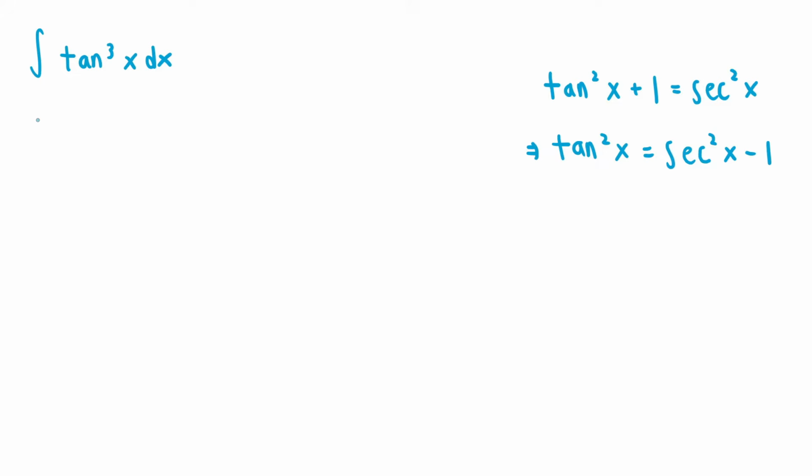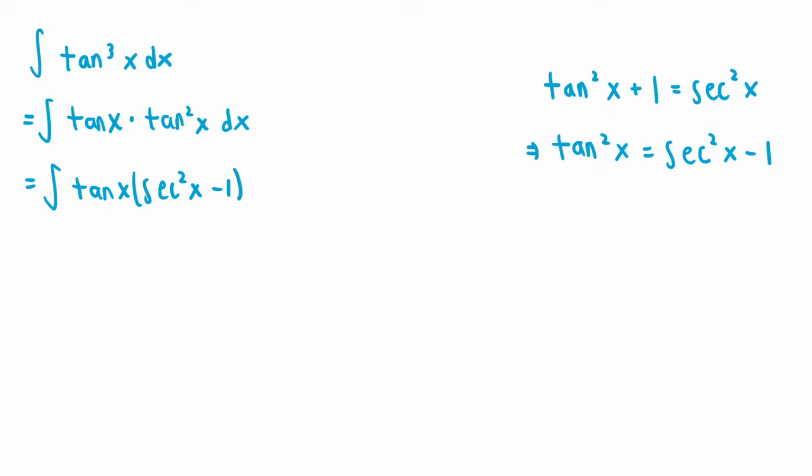The first thing we should do is rewrite the integrand as tangent of x times tangent squared of x, and we can rewrite the tangent squared of x term as secant squared of x minus 1, using the identity tangent squared of x equals secant squared of x minus 1, which comes from the identity tangent squared of x plus 1 equals secant squared of x.